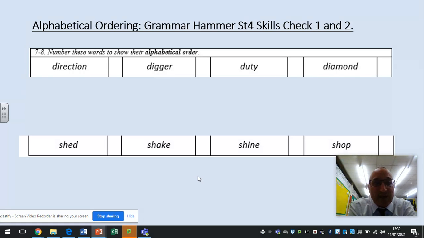So the words are direction, digger, duty, and diamond in the first one, and shed, shake, shine, and shop in the second one. Pause now and have a go at putting those words in alphabetical order by writing the numbers in the little box at the side.